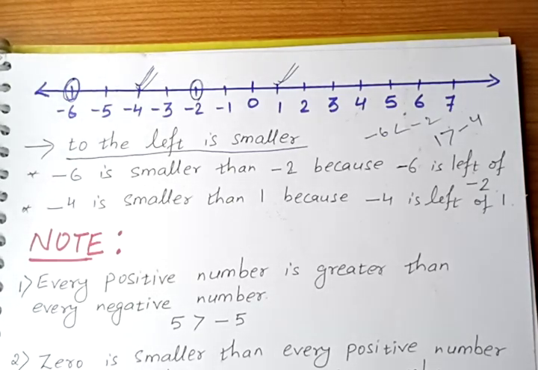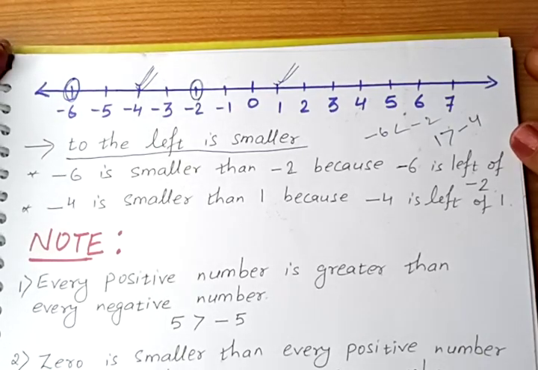On the number line, whenever two or three numbers are marked, the one which lies on the right side will be greater. The one which lies on the left side will be smaller. Clear? Note down this.